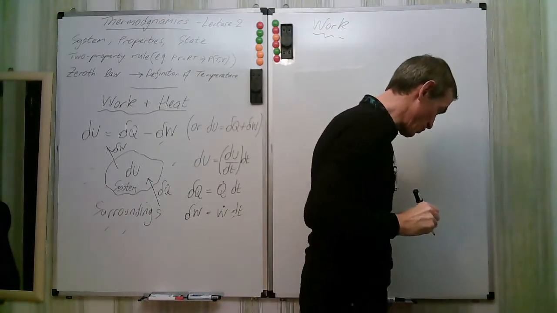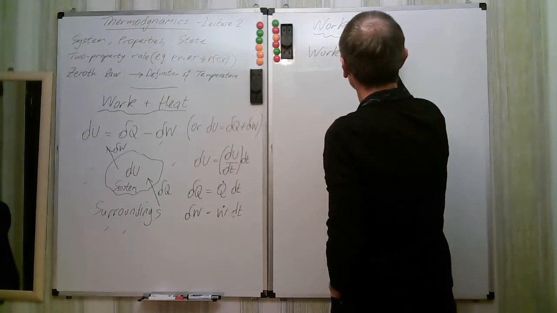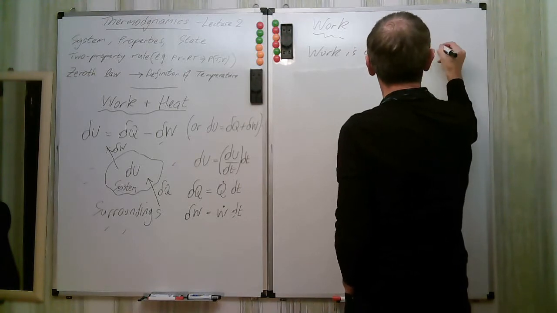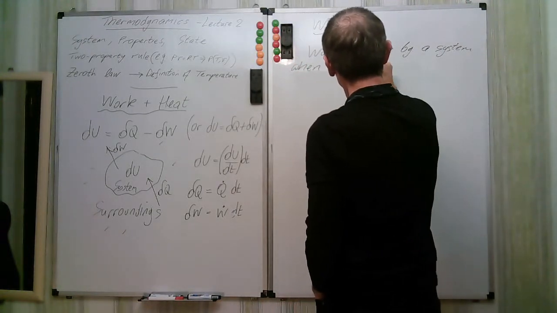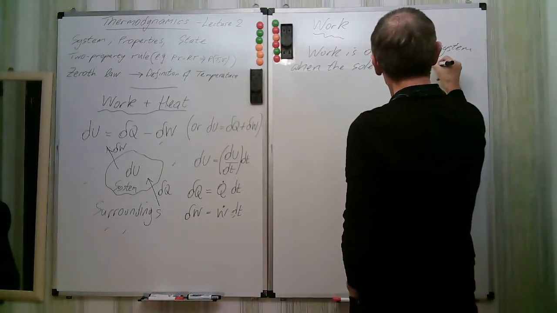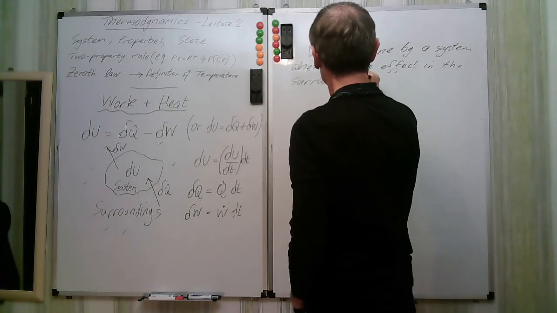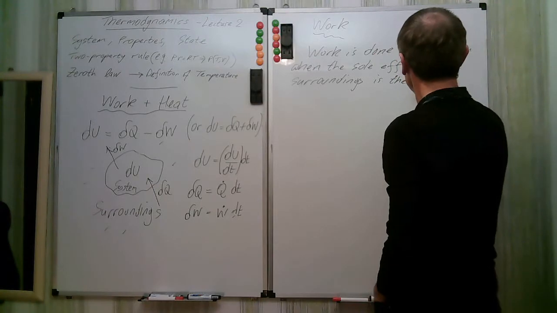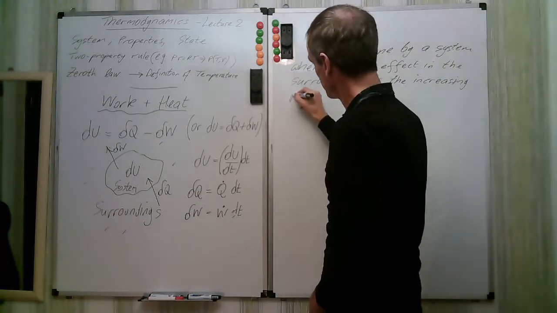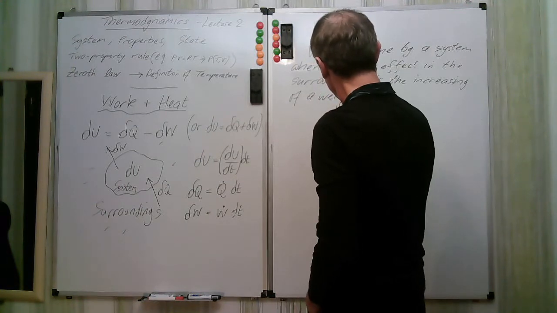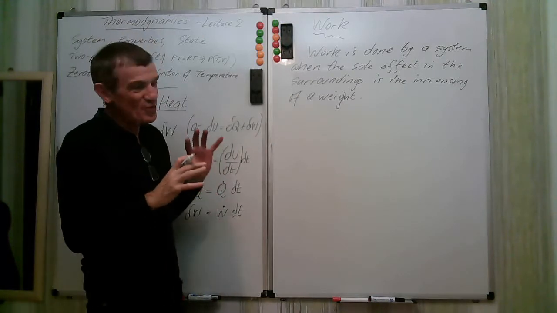So work, what's a good definition for work? Work is done by a system when the sole effect in the surroundings is the increasing of a weight in a gravitational field, essentially.